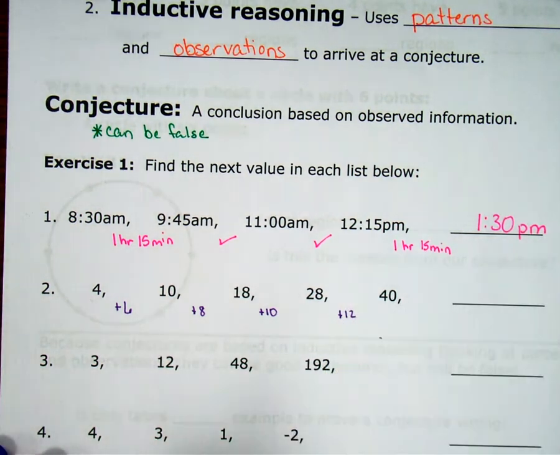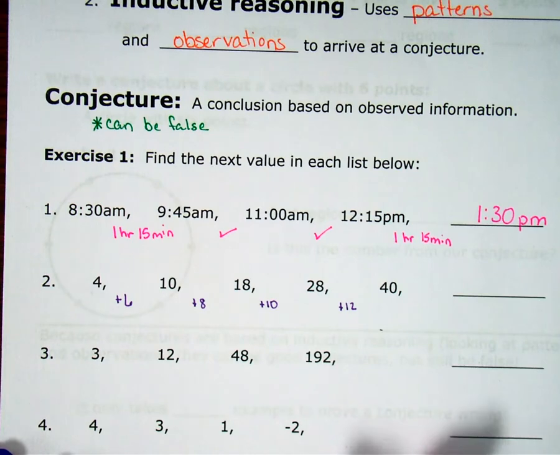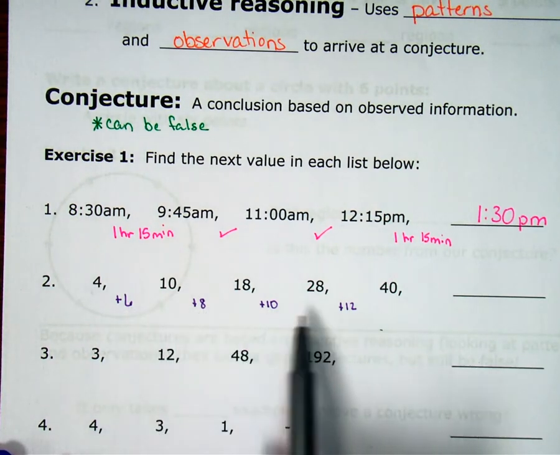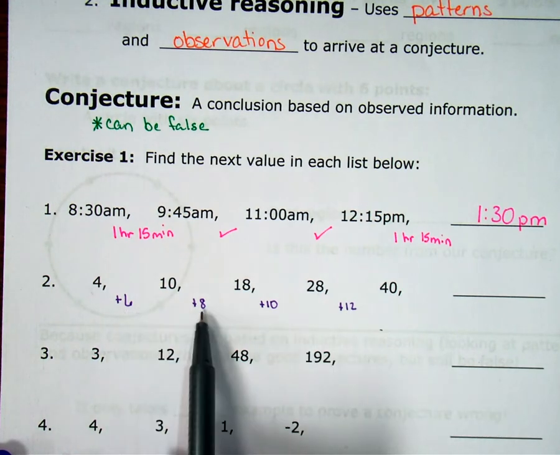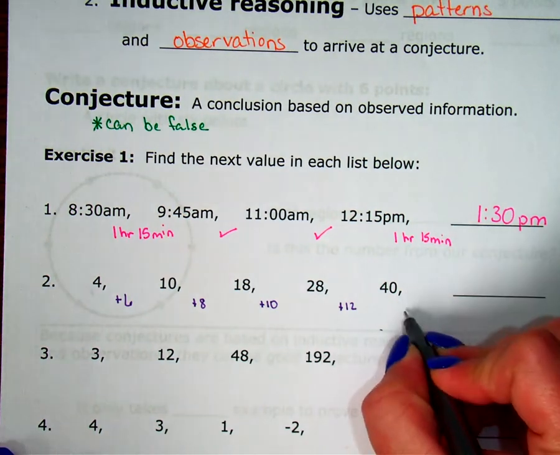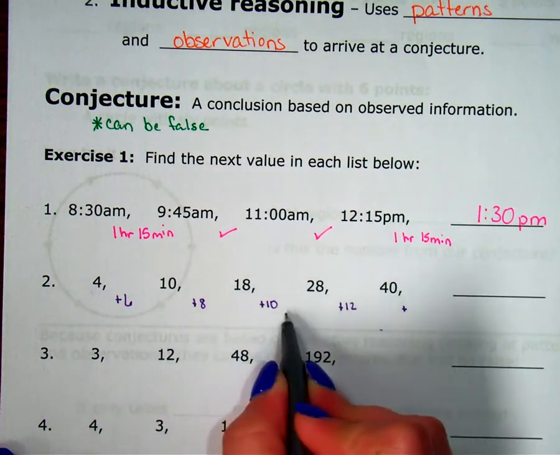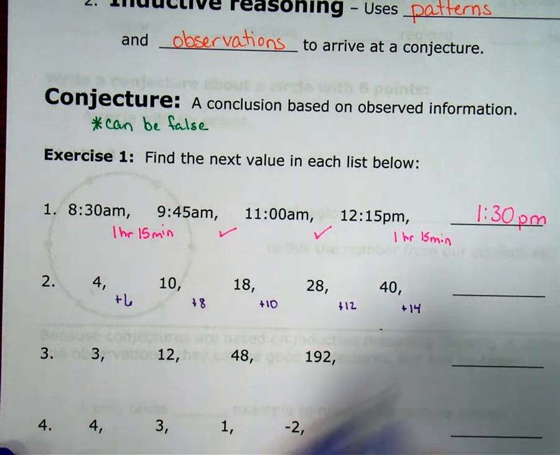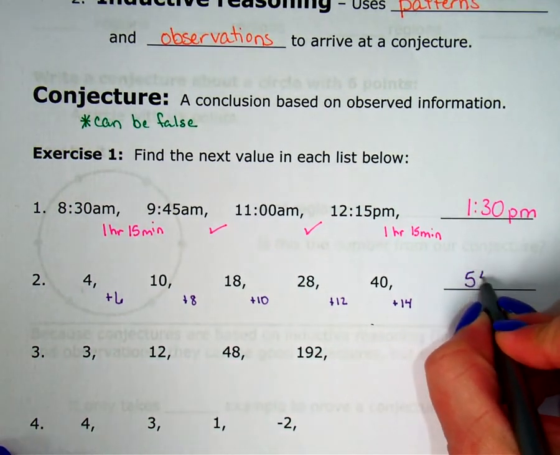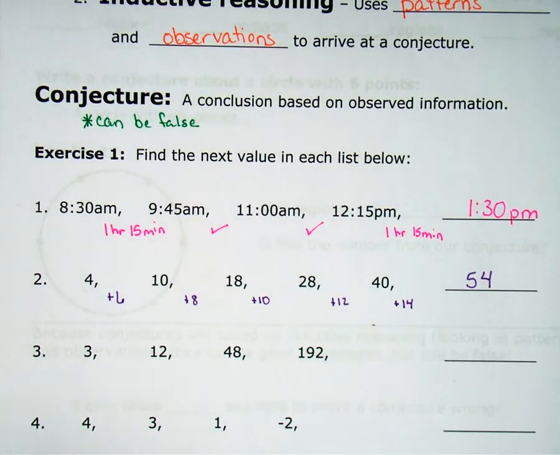So they didn't increase by the same thing, but is there a pattern in how much they increase by? 6, 8, 10, 12. So 6 plus 2, 8 plus 2, 10 plus 2. So the next increase is going to be 6, 8, 10, 12, and then 14. 40 plus 14 is 54. So again, we're just looking at the pattern and using inductive reasoning to find the next number that we think would go next. Okay?